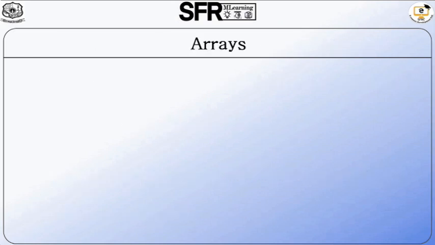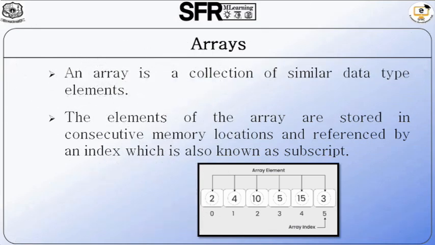Next we are going to see about what is array. An array is a collection of similar data elements which are stored in consecutive memory locations and are referred by an index, which is also called as subscript. Here the diagram contains 6 elements. In C, the array index starts from 0. Here the first element 2 is stored in 0th index and the second element 4 is stored in first index and so on. The last element 3 is stored in n-1 index.